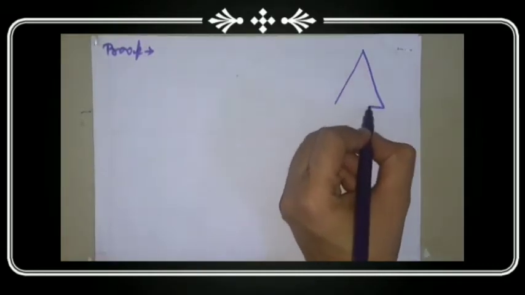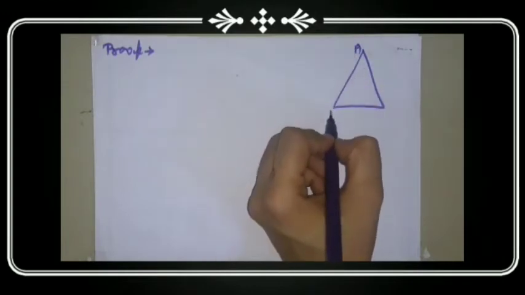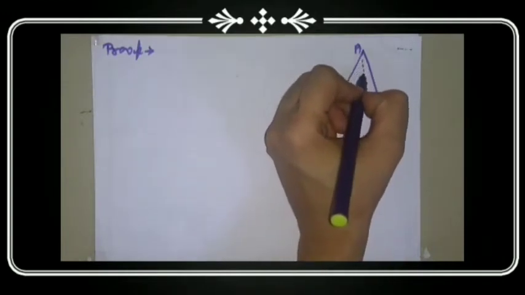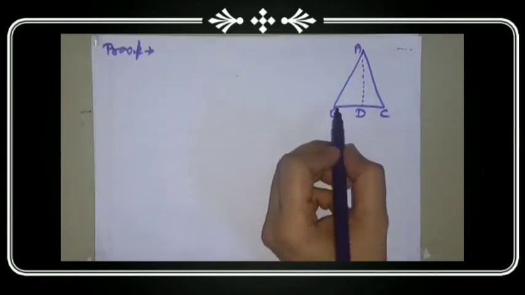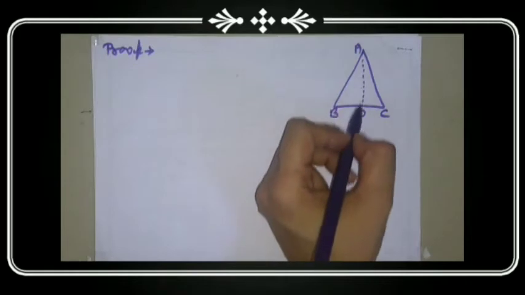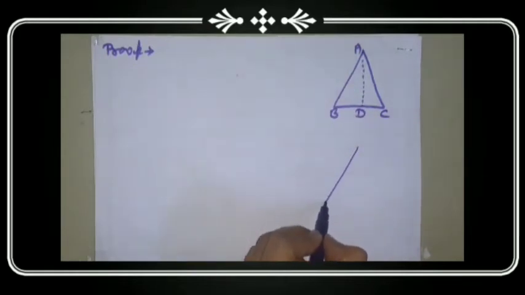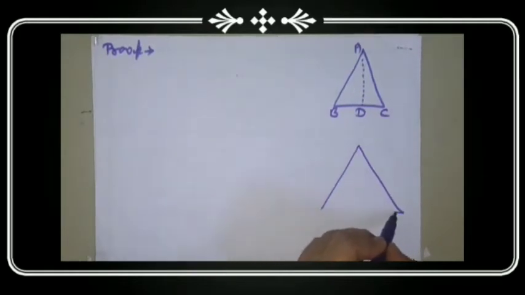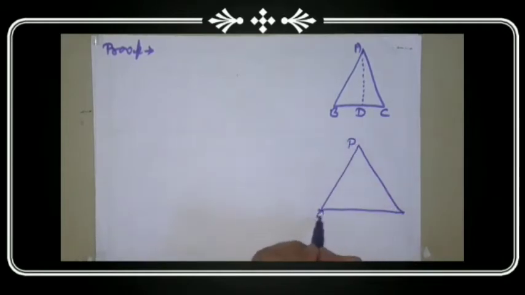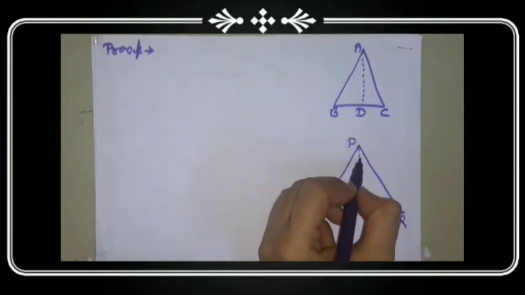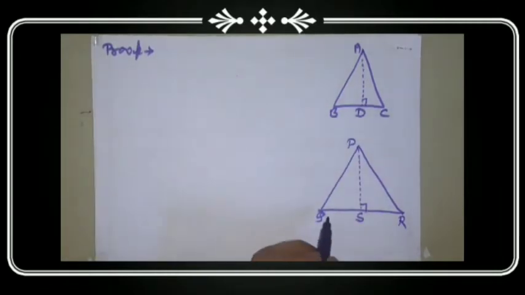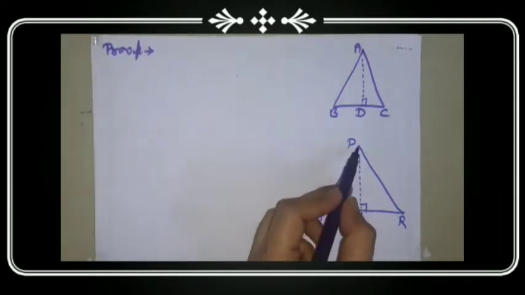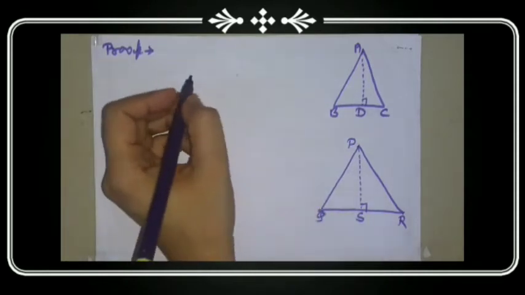Diagram. ABC is a triangle and AD is a perpendicular of BC, means BC is a base and AD is a height. PQR is a triangle and PS is a perpendicular of QR, means QR is a base and PS height.